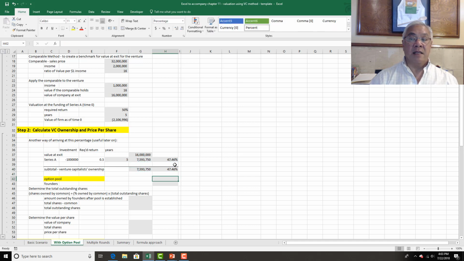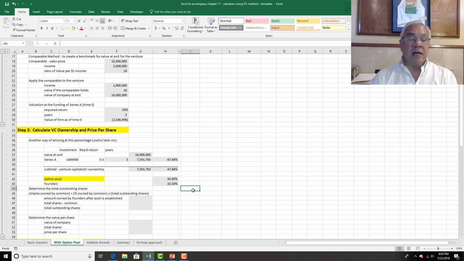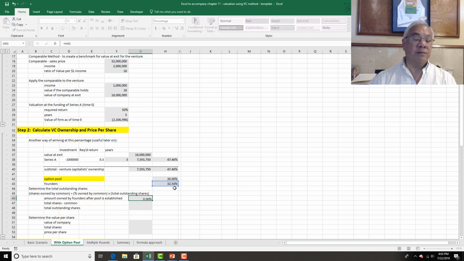All right. The option pool is now new, it's 20%. And the founders get what's left over. Notice the trend here. So the founder will get 100% minus what the VCs got minus what the option pool got. So the founders are now down to 32%. Notice they started at 100. They started at 100, dropped to 53 roughly. Now they're dropping to 32.